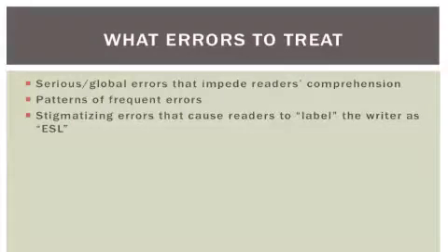Now, a third type of error teachers might consider marking are what have been called stigmatizing errors. These are errors that mark a writer as an English learner to real-world audiences. I mentioned some typical English learner errors before: verb tenses, word choice errors, noun errors, things where a reader would say, "That's an ESL student."